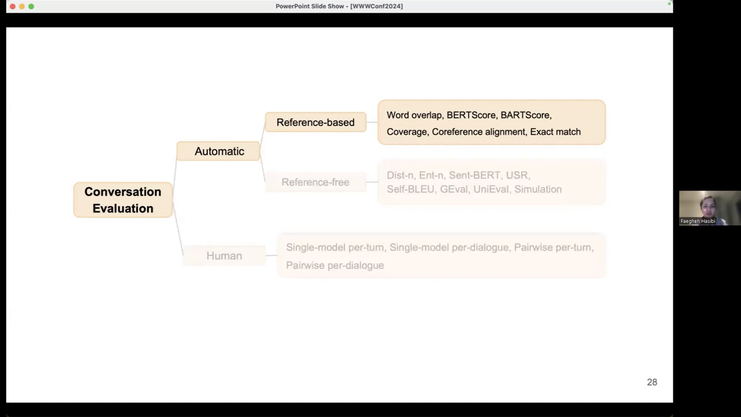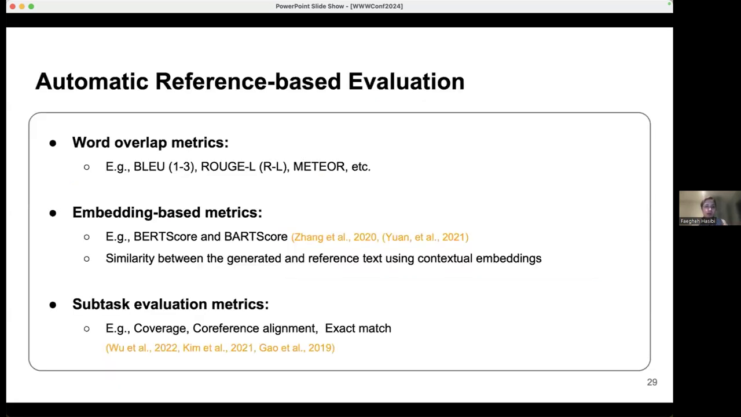Okay, let's focus on the first part of conversation evaluation, which is automatic reference-based evaluation. These metrics are often borrowed from the natural language generation task, where we want to evaluate the generated text, for instance, in translation. Then we have word overlap metrics that work on the utterance level in the conversation. So we have metrics like BLEU, ROUGE, and METEOR that assess the n-gram similarity between the reference and the generated text.